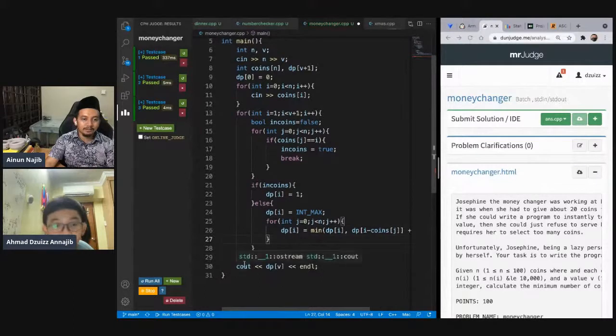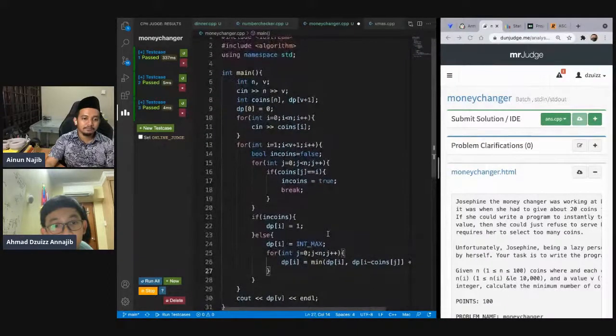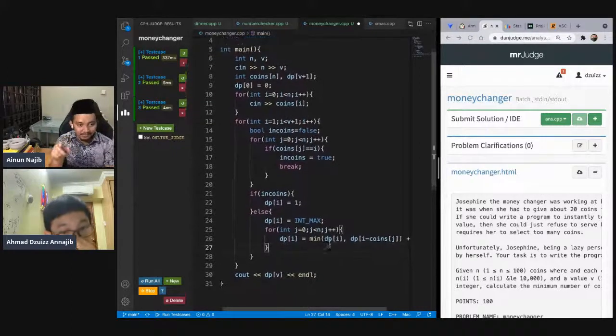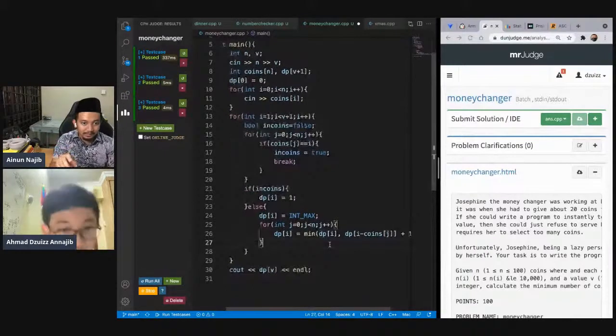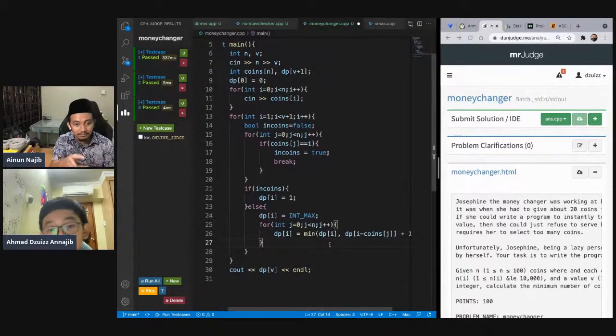No, you don't need the whole logic of in coins. You don't need the whole thing about in coins. You're still not getting my point. If i is in the coins, even without checking if it's in the coins, using that minimum logic, it will still work, because it will find that i minus coin is 0, and dp of that is 0.